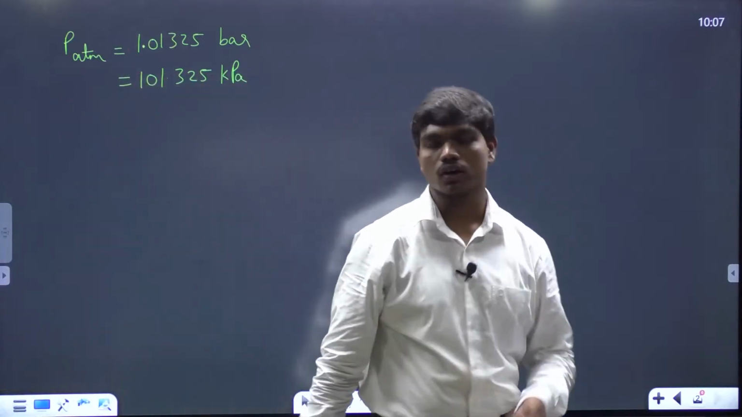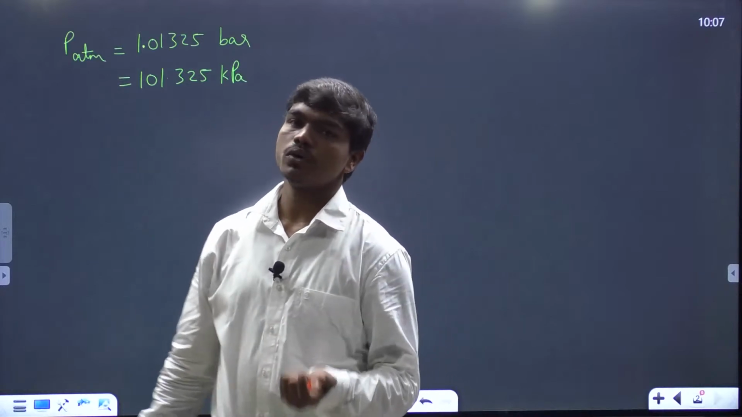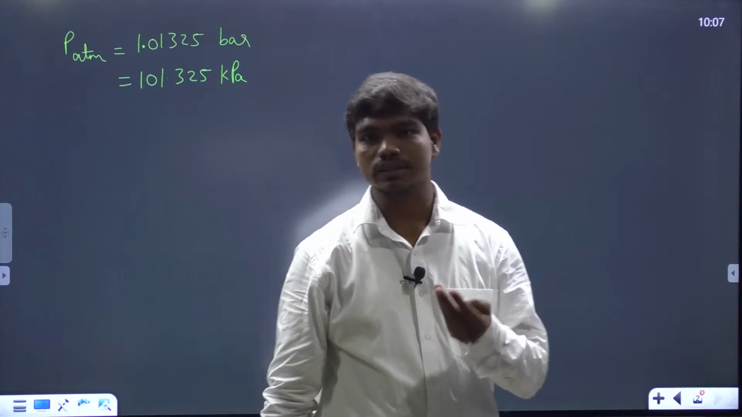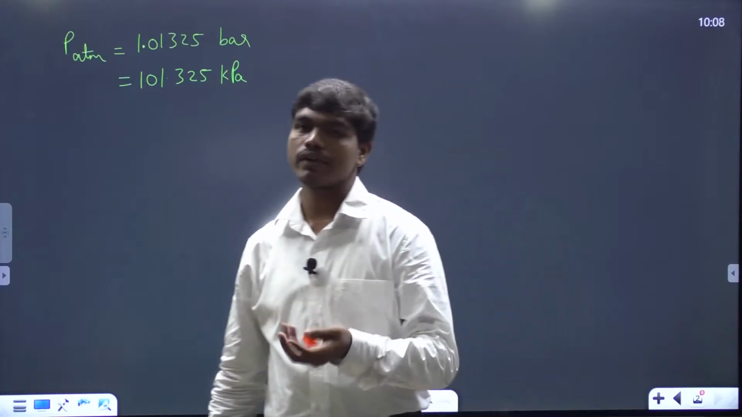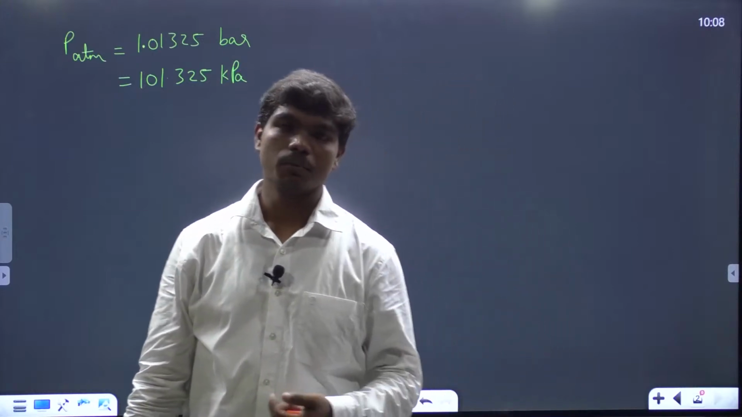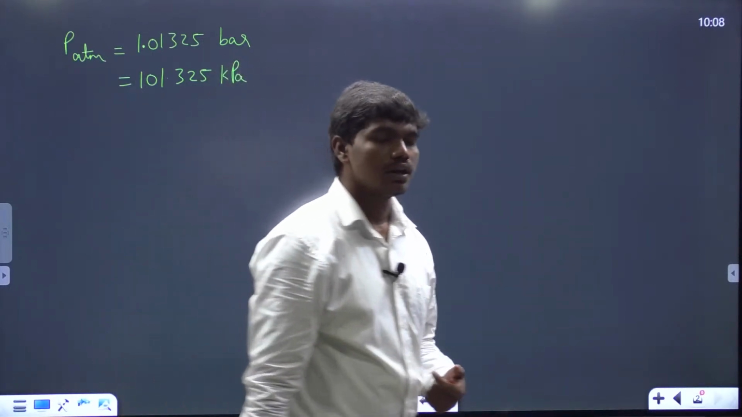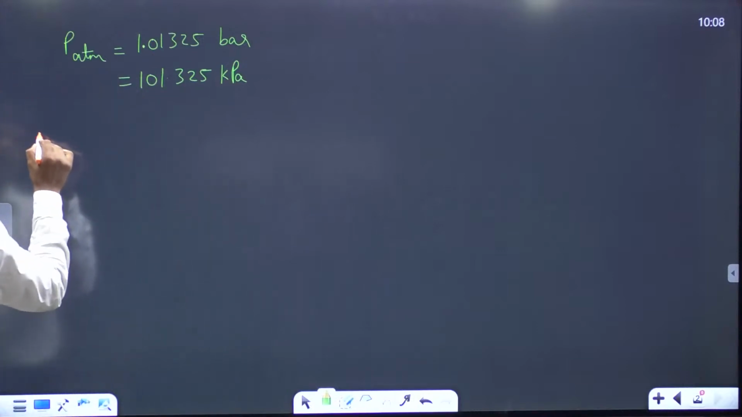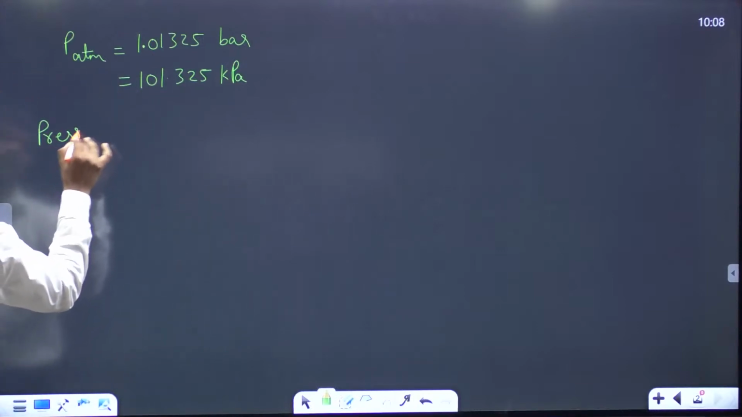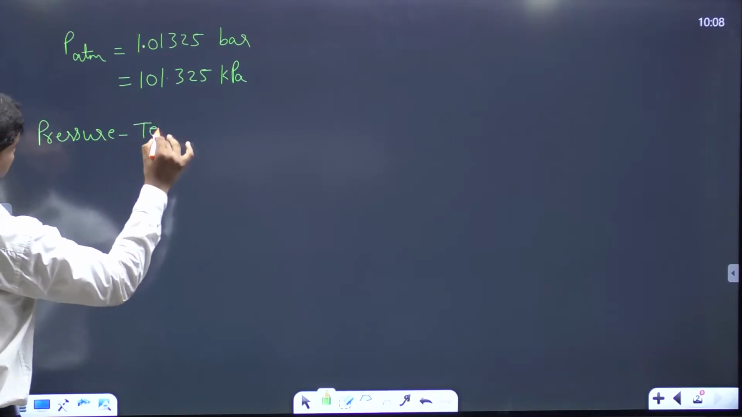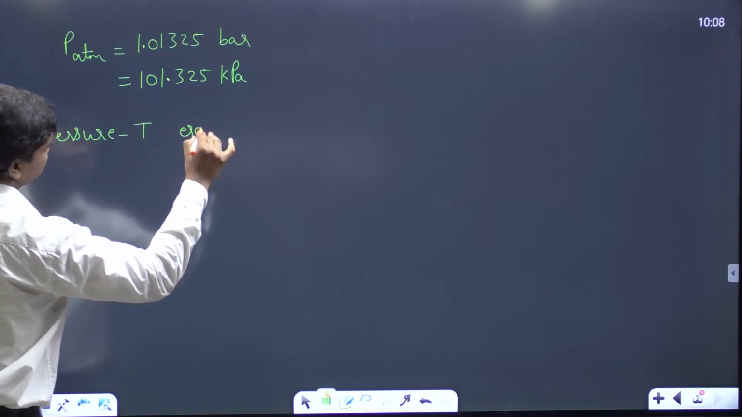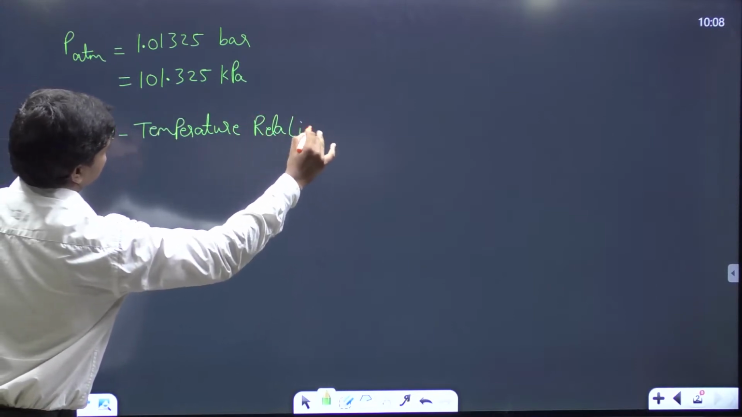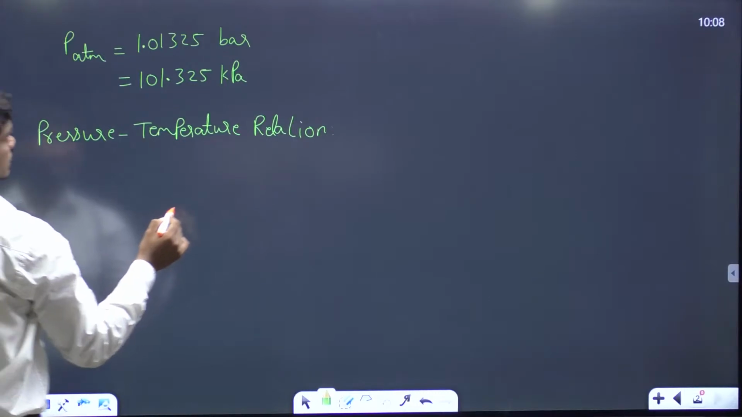76 centimeters of Hg and all these things, correct? And temperature, I told you, is defined as a measurable quantity that signifies the degree of hotness or coldness of a body, correct? So based on this principle, there is one principle that got evolved, which is called the pressure temperature relation.